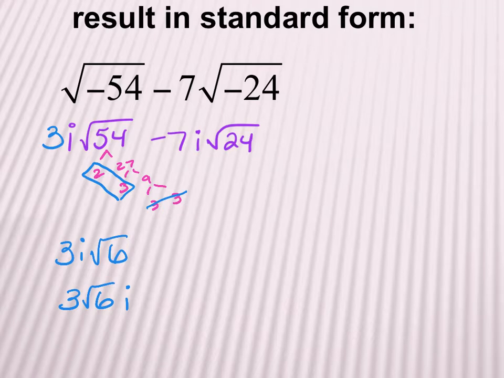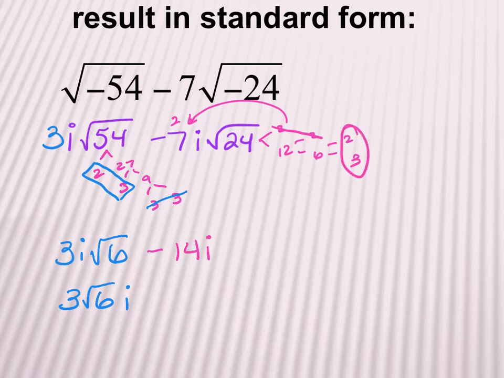Oh, okay. So now I'm going to take that 24 and make it 2 and 12, 2 and 6, 2 and 3. And this time I can take out a pair of 2s. It's going to come to the outside, get multiplied by the 7 that's there. So that becomes minus 2 times 7 is 14. The 2 and the 3 are left underneath. Multiply it out, and it's root 6. So that can also be written as 14 root 6i. It's the same thing.